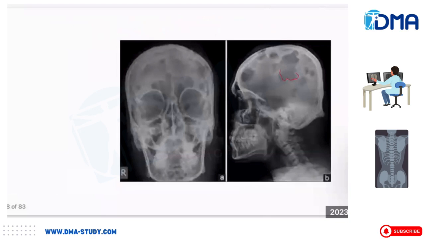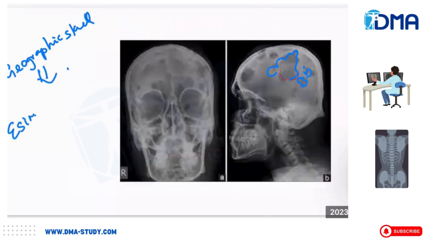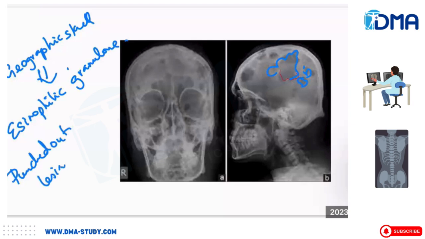Then, what is this diagnosis? You have a skull like this. It's like a map, right? So it is a geographic skull. Geographic skull is seen in eosinophilic granuloma, whereas punched out lesions in the skull, like this, will be seen in multiple sclerosis.